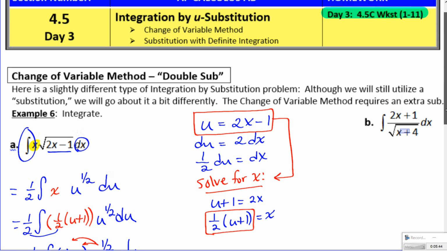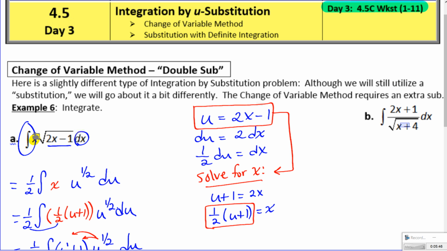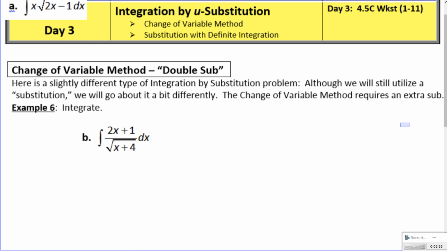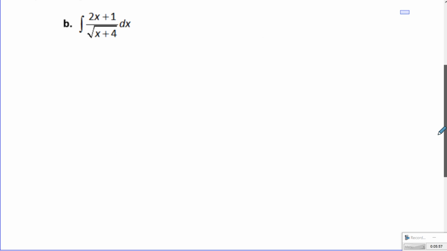Take a moment, pause if you need to, and walk through those steps again. I'm ready to move on to problem B. Okay, problem B. Here we go with problem B. Let me shove that one out of the way. Problem B. What do you think you should choose for your U?